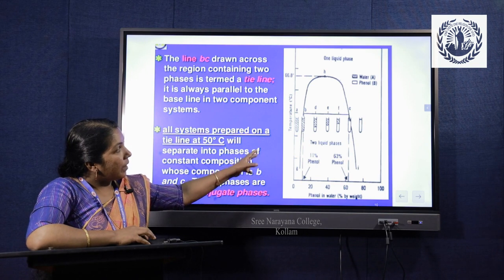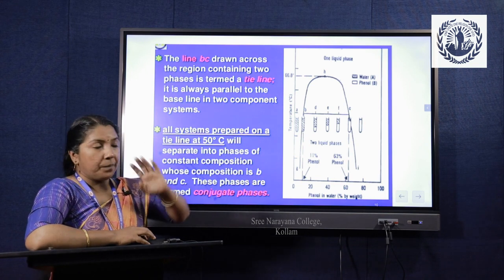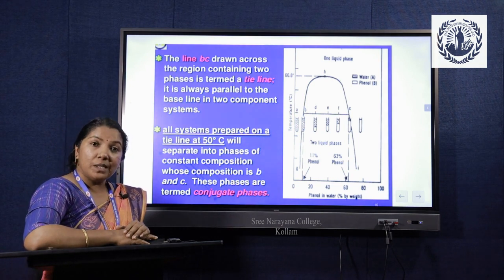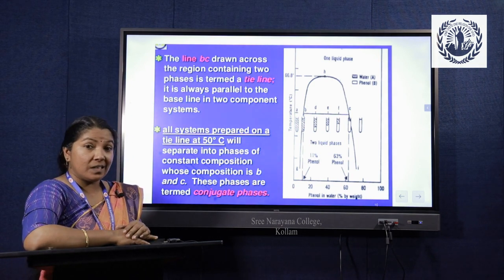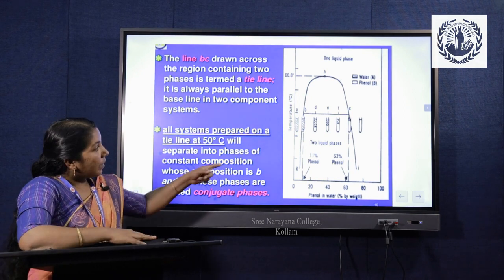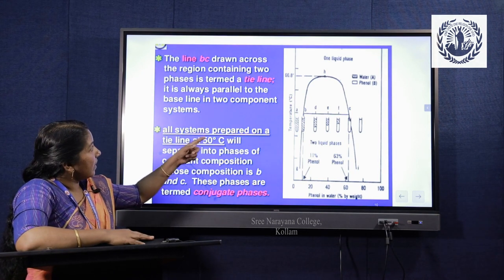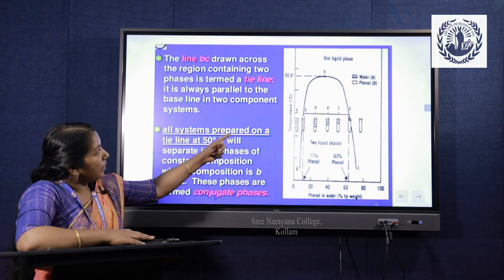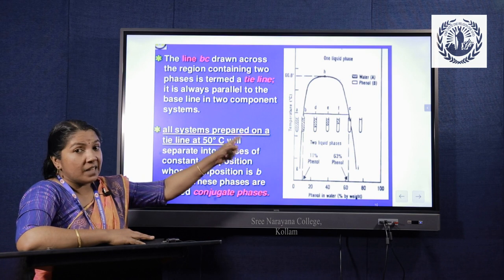It is rising up, reaching a maximum, and again decreasing. Here it means that with increase of temperature, the miscibility of phenol and water increases. Here you can see a line BC, drawn across the region containing two phases, that is termed a tie line. That is, BC is a tie line.